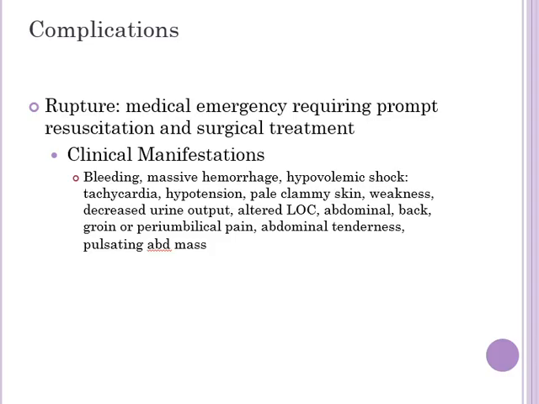So what are they going to have? They're going to have bleeding, massive hemorrhage. They're going to have hypovolemic shock. They're going to get tachycardic. They're going to be hypotensive. They're going to be pale, clammy. They're going to be weak because of that poor perfusion. They're going to have decreased urine output because they're bleeding and we have poor perfusion. Altered LOC. They'll have abdominal, back, groin, periumbilical pain. Abdominal tenderness, that pulsating abdominal mass. So those are those same signs and symptoms we've talked about. And that dreadful ripping, tearing sensation.